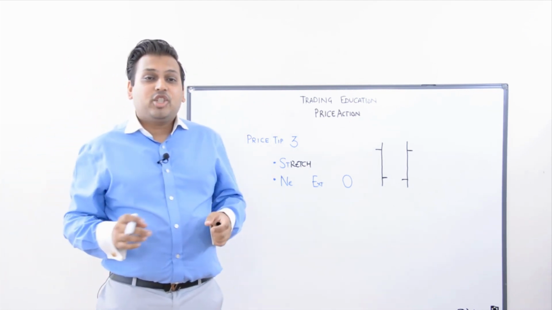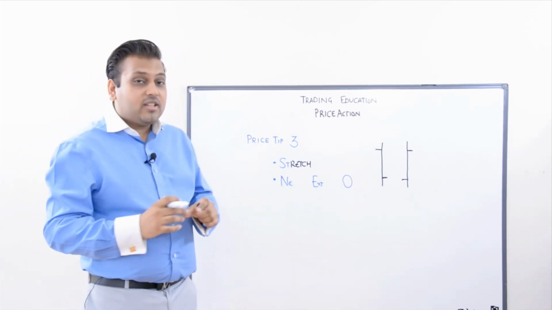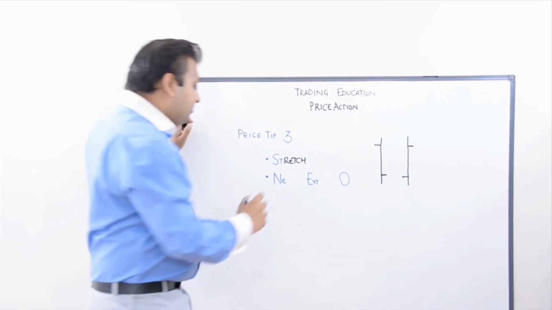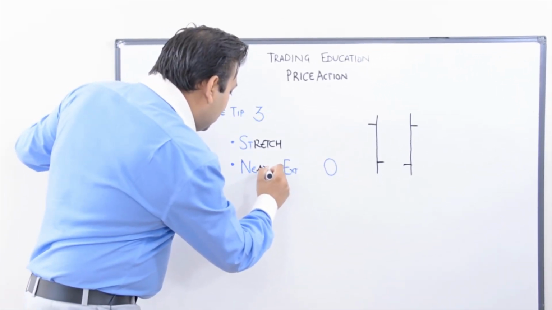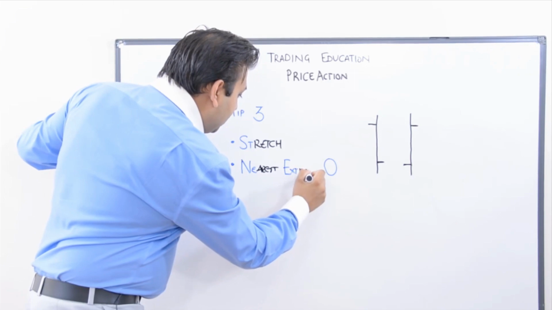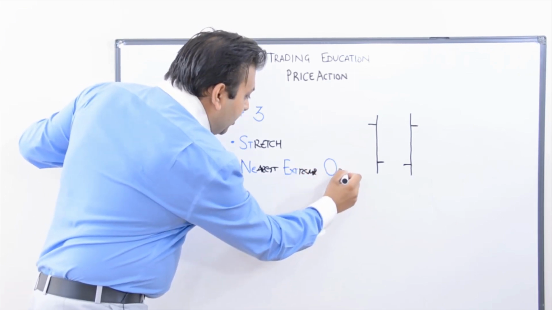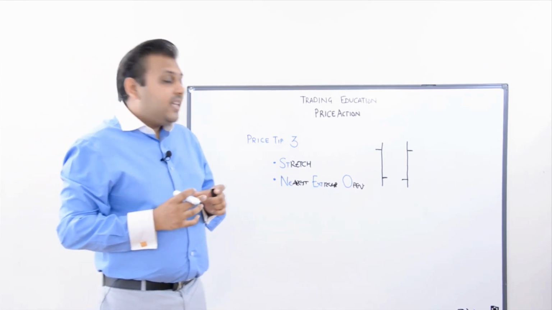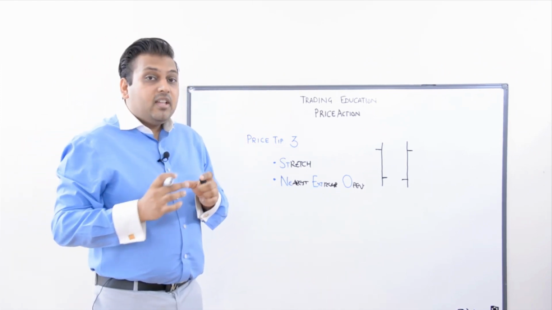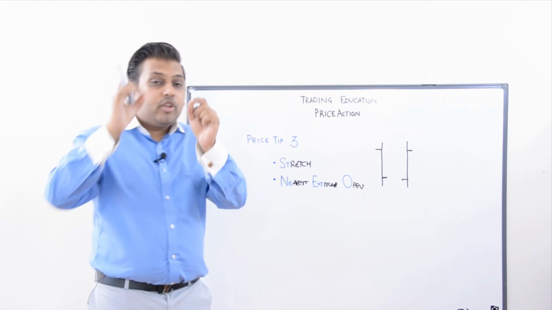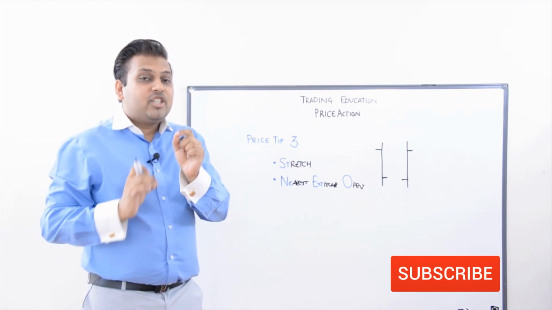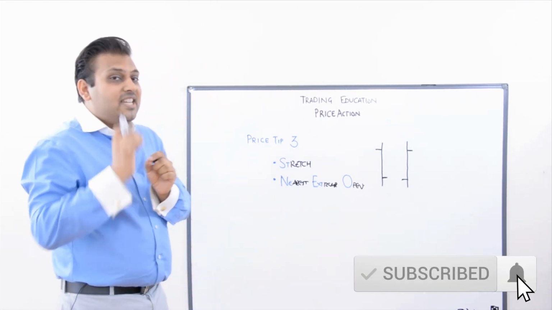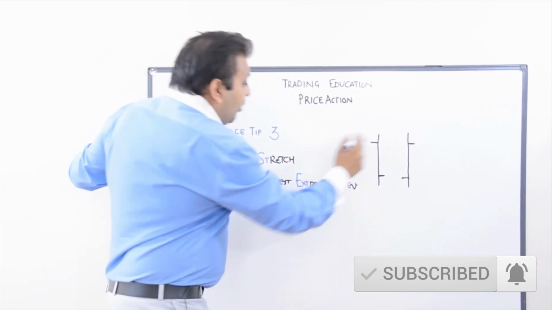So the stretch is what we class as the nearest extreme to the open. What does that mean? So the nearest extreme to the open is basically whether the high or the low of the bar is closest to the open. Which one is the nearest extreme to the open? So I will give you an example.